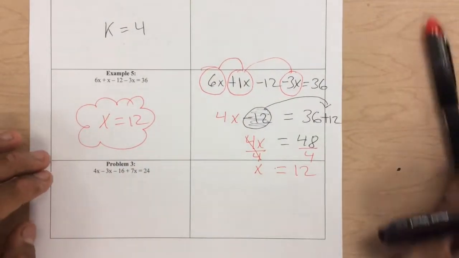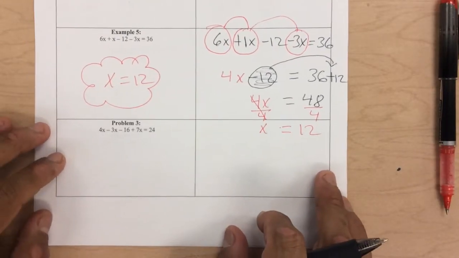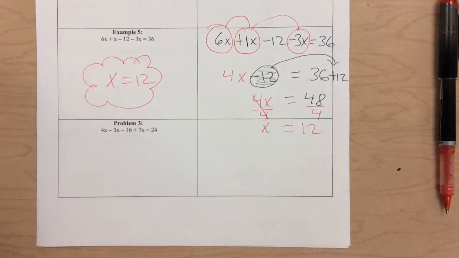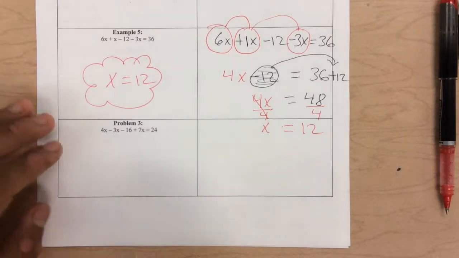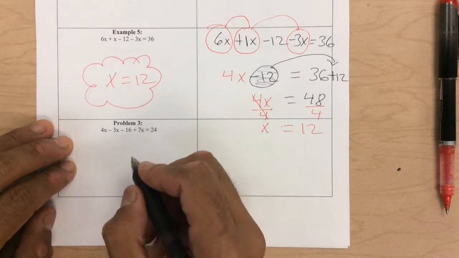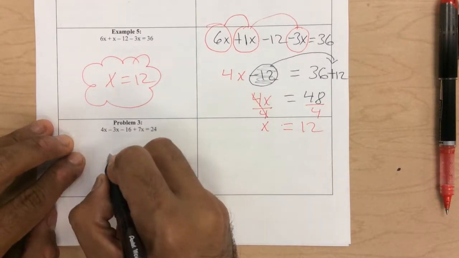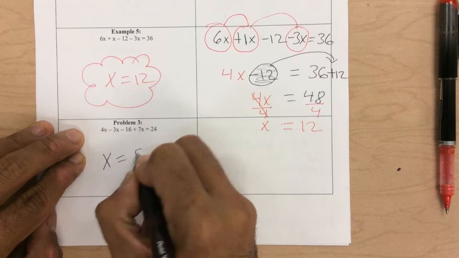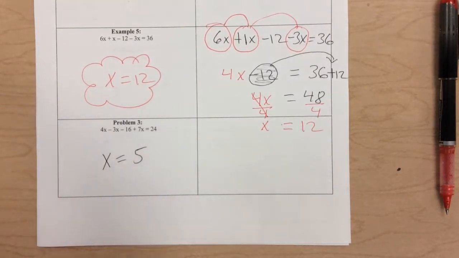Okay, go ahead and take a second to work out problem number 3 and pause the video. So hopefully you were able to get a couple minutes to work this out. But the answer for problem 3 is x equals 5. Once again, if you have any questions about this problem, please do not hesitate to ask me in class the next day.